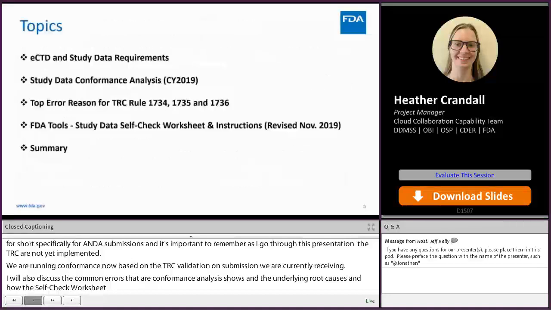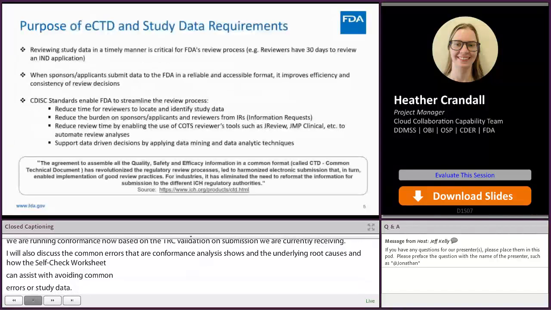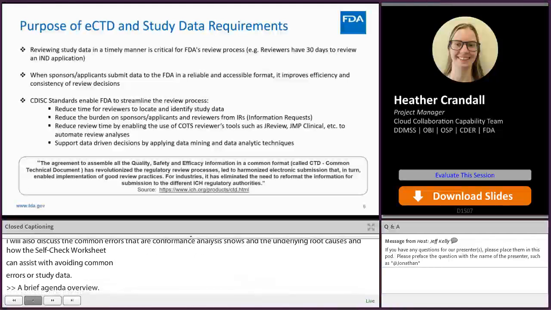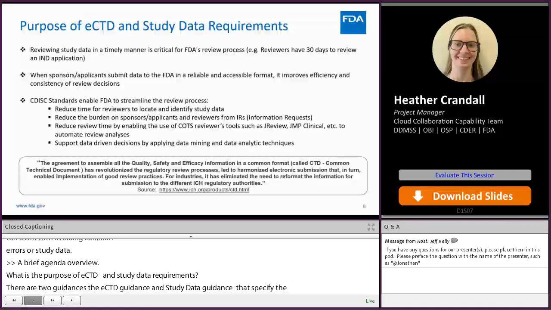So, a brief agenda overview. What is the purpose of eCTD and study data requirements? There are two guidances, the eCTD guidance and study data guidance, that specify these standardized requirements. And when sponsors and applicants submit data, in this case data could be either study data or the application as a whole, to the FDA in a reliable and accessible format, it improves efficiency and consistency of review decisions.